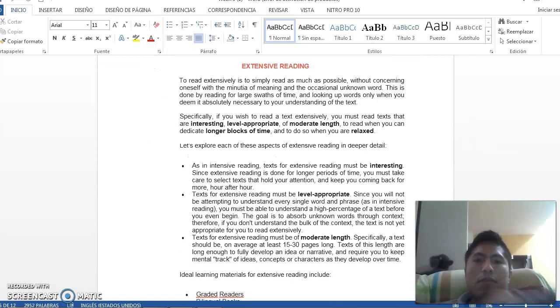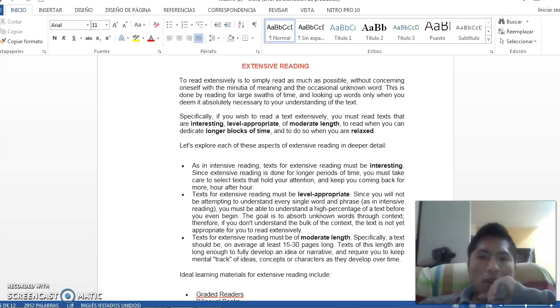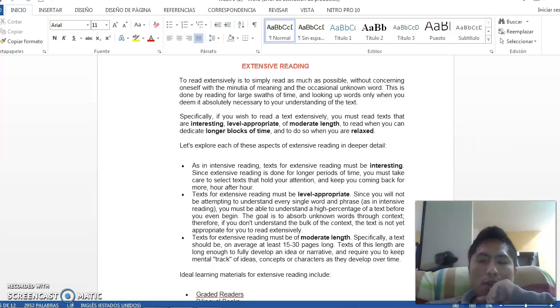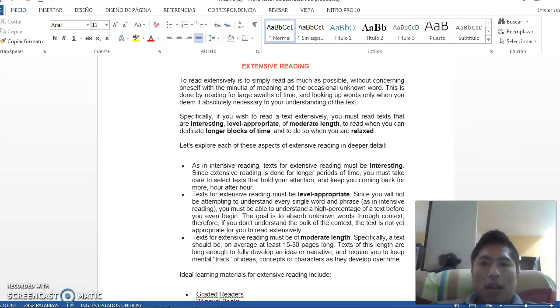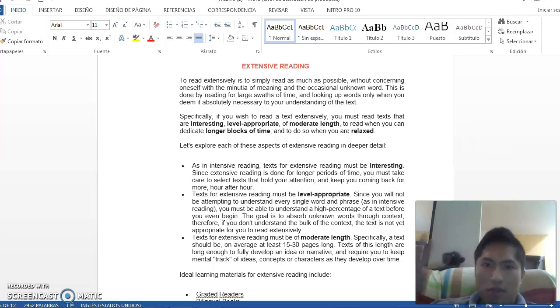Here, extensive reading. Here it says to read extensively is to simply read as much as possible. That's it. You see the difference between intensive and extensive. Intensive is the most important, is to get much meaning from the ideas, to get a message, to understand. And extensive reading is just read as much as possible. Read and read and read. It doesn't matter if you understand or you get an idea about it. Just read and read.